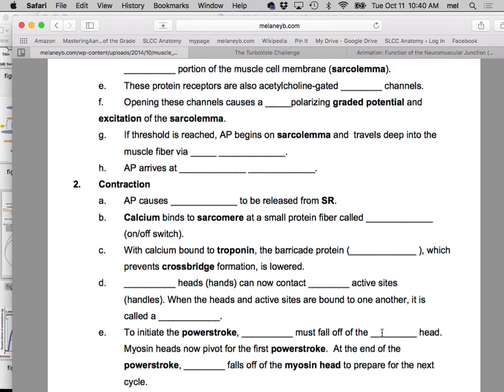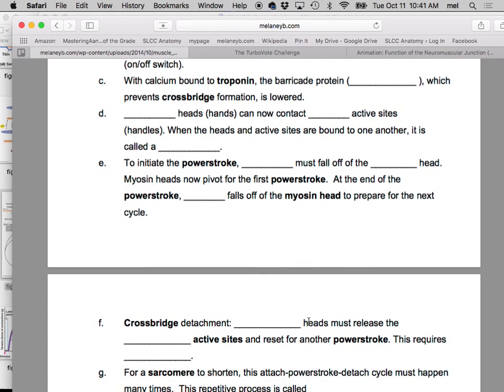Okay, now at D. So the blank heads can now contact the blank active sites. Which protein has the heads? Myosin. Which protein has the active sites? Actin has the active sites. When the heads and the active sites are bound to one another, it is called a crossbridge. Good. Okay, so now we are at a crossbridge.